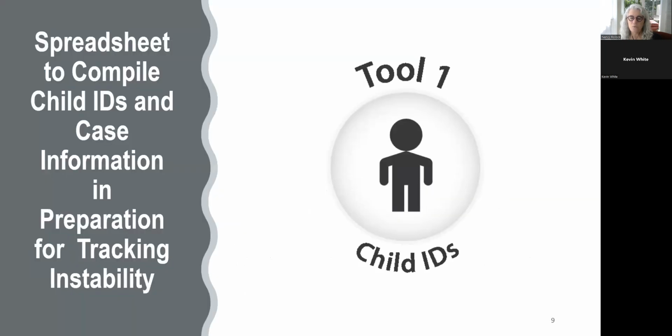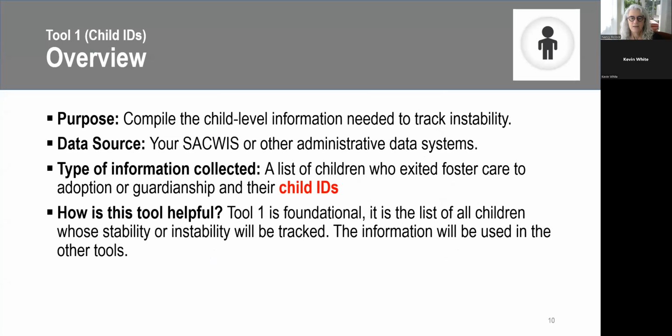We will start with Tool 1. Tool 1 is titled Spreadsheet to Compile Child IDs and Case Information in Preparation for Tracking Instability. We refer to this as Tool 1, Child ID. Next. This slide provides an overview of Tool 1.